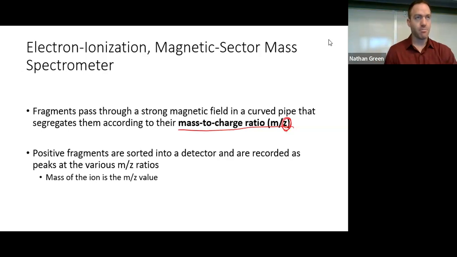If you have a +2 charge, the molecule will look like it weighs half as much. So let's use me as an example. You hit me with an electron beam, I'm like, hurts, lose an electron. I basically weigh the same amount that I do now.